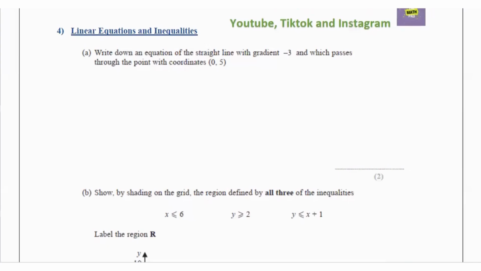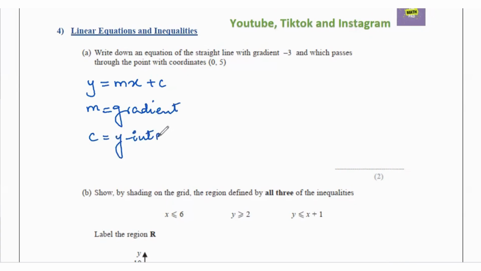Then it says write an equation of the straight line with the gradient -3 and which passes through the point with coordinate 0, 5. So slope-intercept form is y equals mx plus c, where m is your gradient and c is your y-intercept. Now the y-intercept is that point where your x is equal to 0, which is already given in the question, 0, 5. Remember, in the coordinates, they're ordered pairs. X comes first, y comes after x.